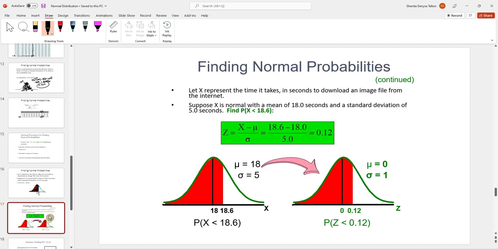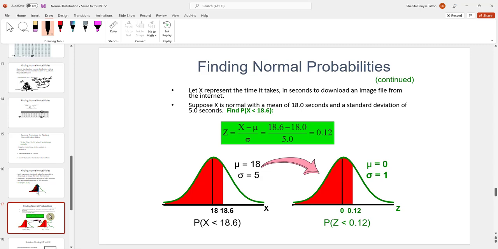Now, if you want to use the table, you can, but what will happen is you're going to have to take that 18.6 and convert it to a z value. And the reason being, your mean is not 0 and your standard deviation is not 1. So in order for you to use the table, you have to standardize the score. So you're going to take the 18.6, subtract off 18, which is the mean, and divide by the standard deviation. And then you get a z value of 0.12.